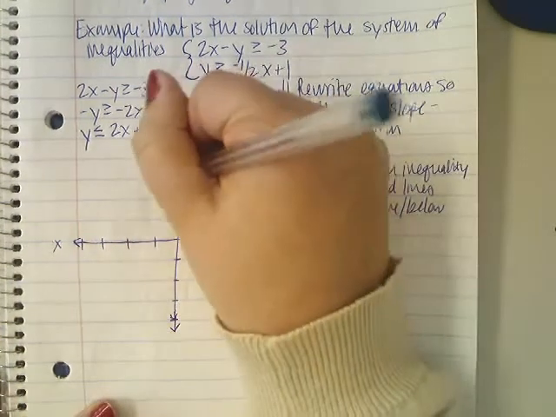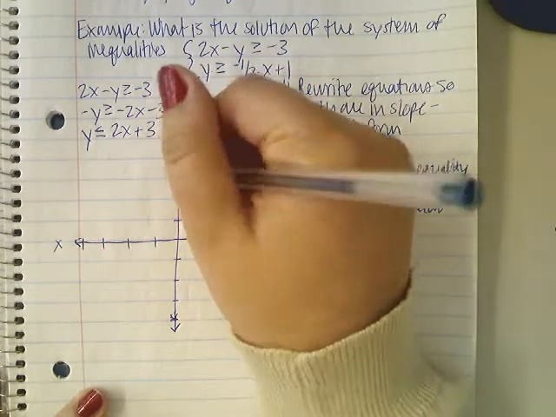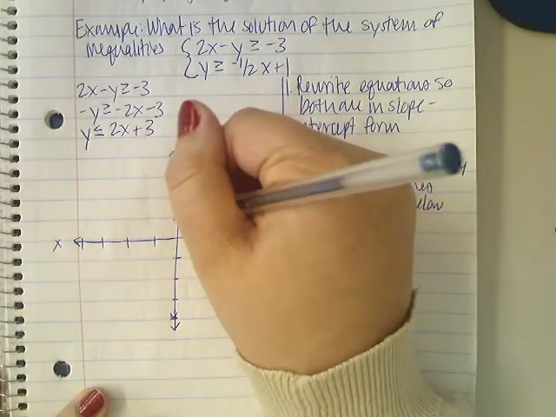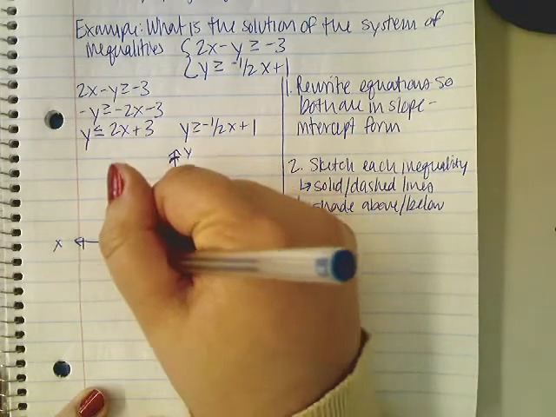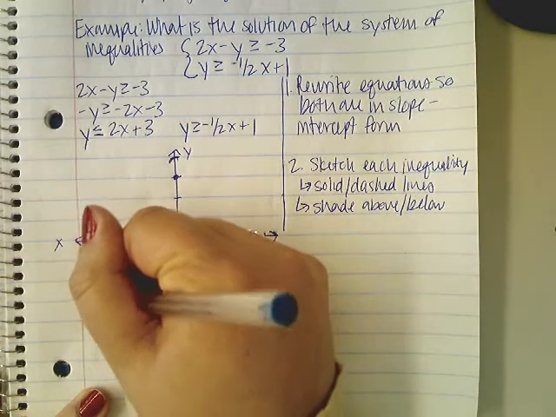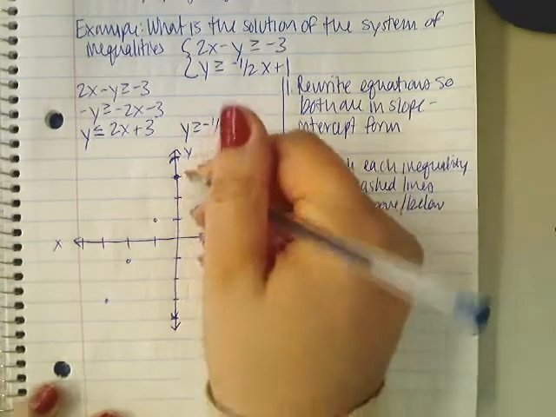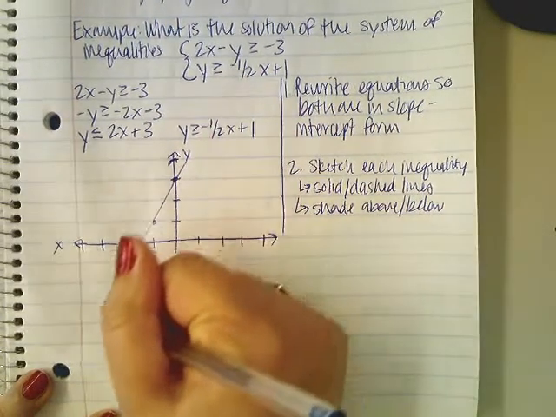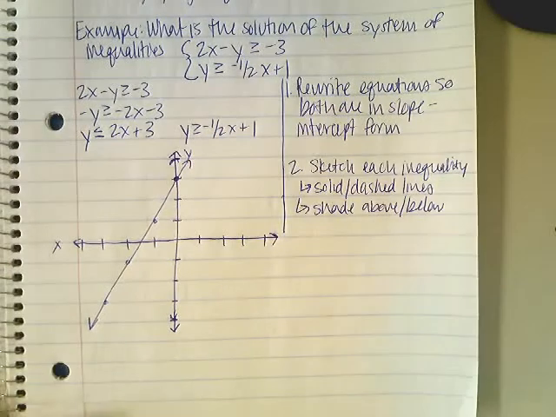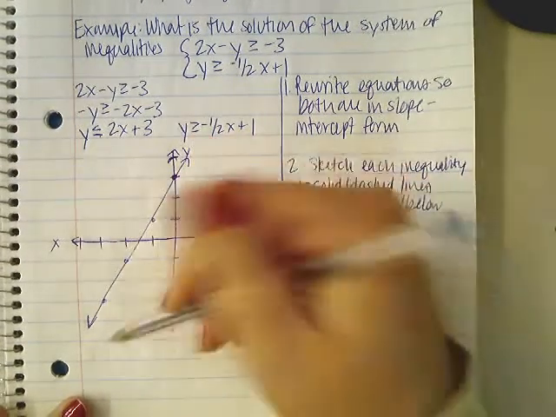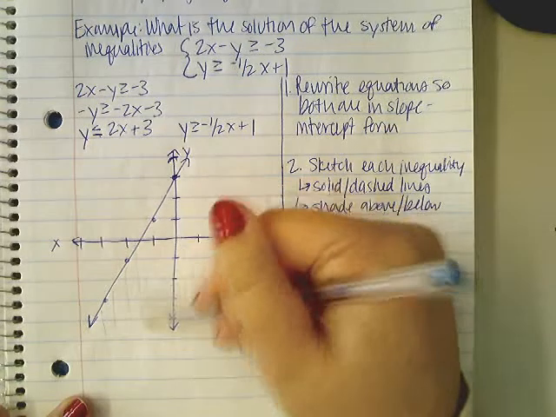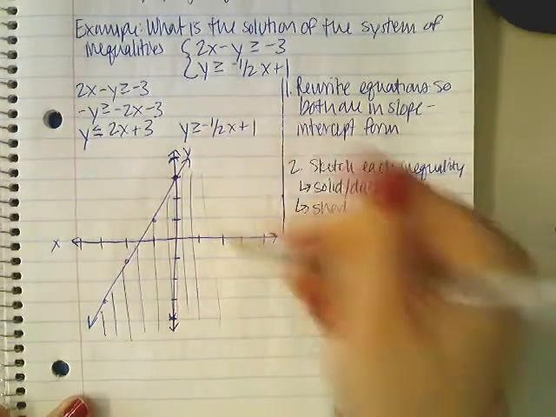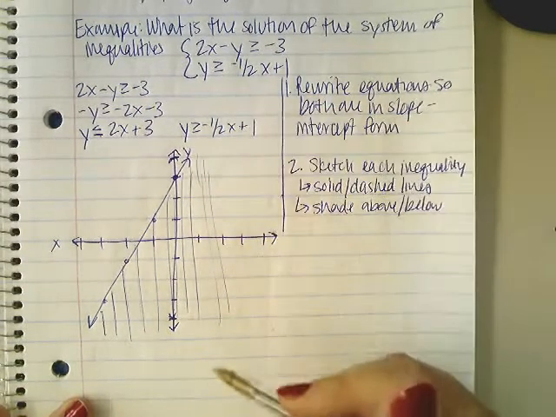If I sketch this one first, I start at +3, and then I have a slope of 2, so I'd go up 2 over 1, but since that's hard to fit on here, I'll go the other way, so I go down 1, 2 over 1. This graph is going to be solid since it's less than or equal to, and it's going to go something like that. So there's my first line. Since it's less than, I'm shading below, and that would continue as that graph went up.